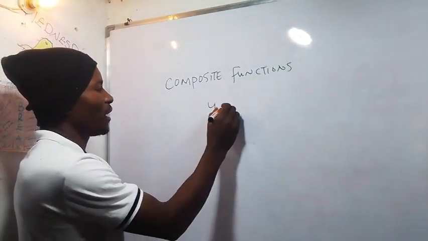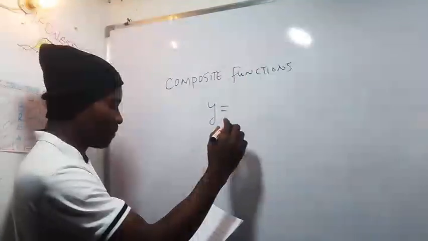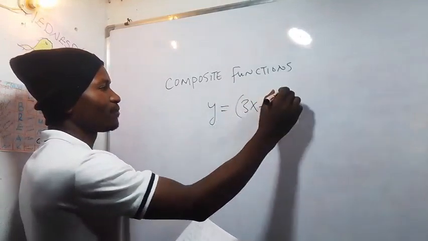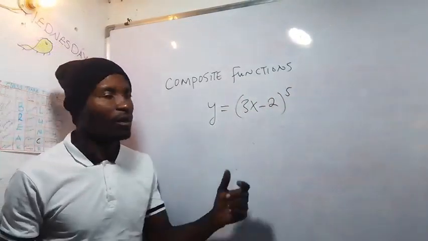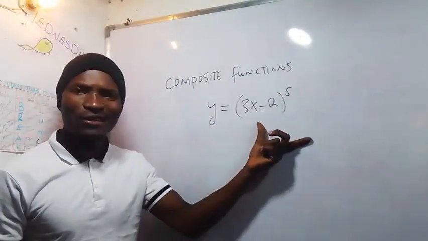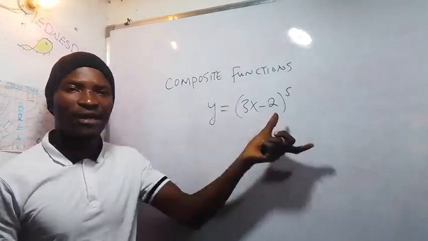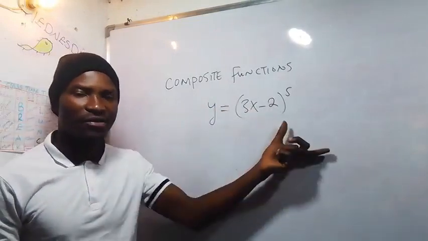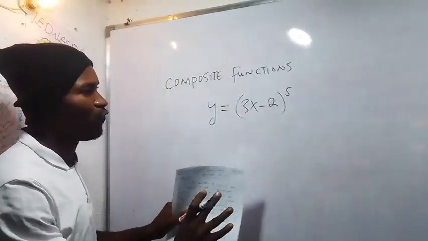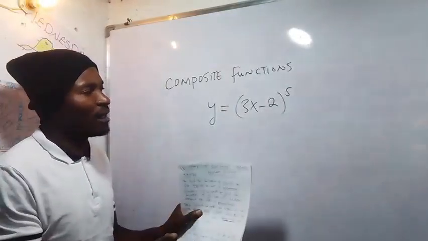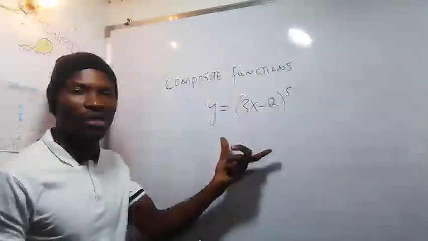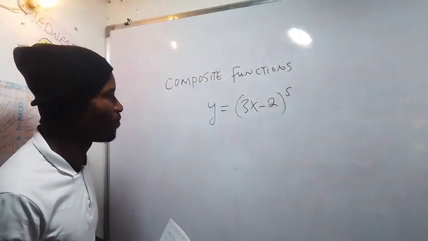For example, if you have a function y equals (3x minus 2) to the power 5. When you have a function like this, it becomes difficult to differentiate it directly. So we have to find a proper method which is going to help us differentiate it nice and simple.